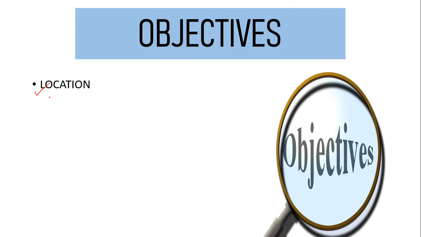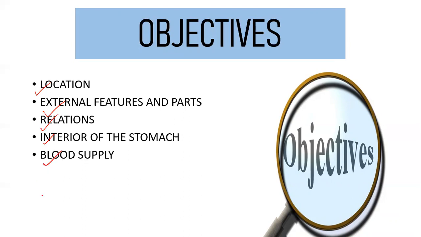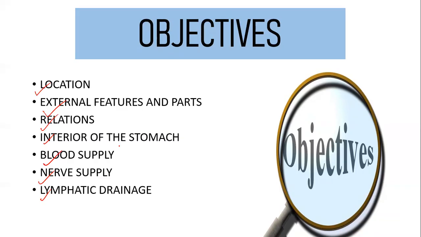You all know the abdomen is divided into 9 quadrants. So any viscera you take, you're supposed to locate the organ with respect to those 9 quadrants, followed by the external features and the parts, relations. Interior of the stomach is very important, followed by blood supply, nerve supply, lymphatic drainage. Lymphatic drainage is a separate short note, blood supply is a separate short note, and all these headings can be a part of an essay question. So let us get started.